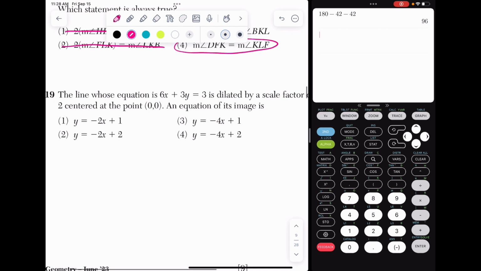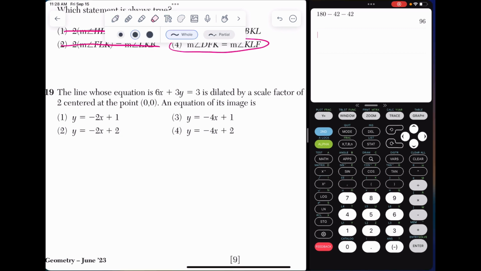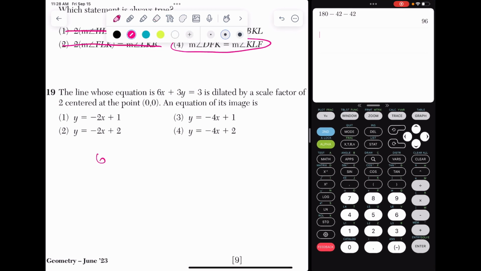19, the line whose equation is 6x plus 3y equals 3 is dilated by a scale factor of 2, centered at the point (0, 0). An equation of its image is... So what I'm going to do is just write this equation here, and I'm going to get it in y equals form. So I'm going to move the 6x to the other side. I'm going to divide everything by 3.